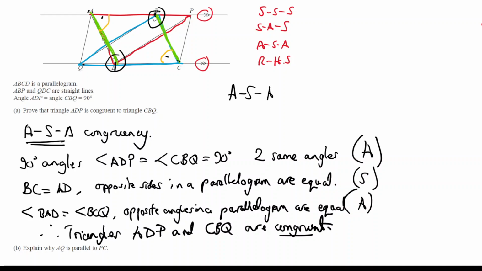Part B, explain why AQ is parallel to PC. Okay, AQ. Let's do this in a different color. Let's go for purple. AQ is the length here. So that's this length here, and we've got to explain why that is parallel to PC here. Well, we've already ascertained that, let's write this in black, we've already figured out that AP is equal to QC.